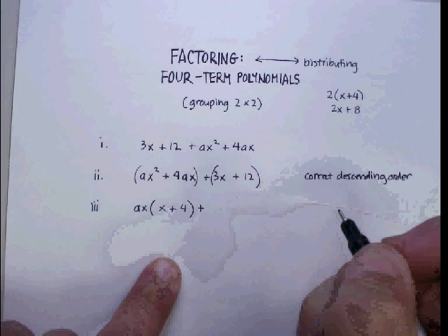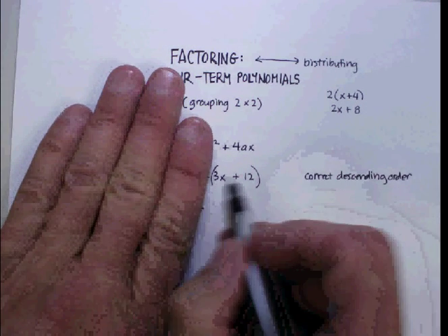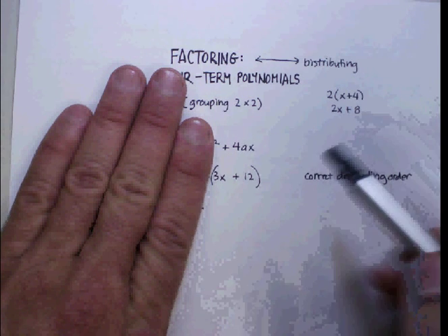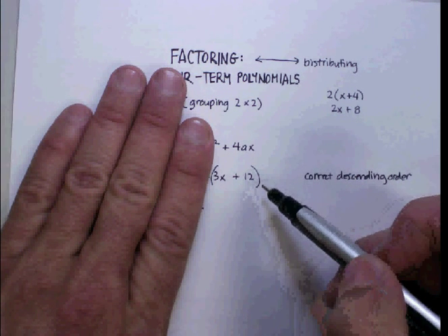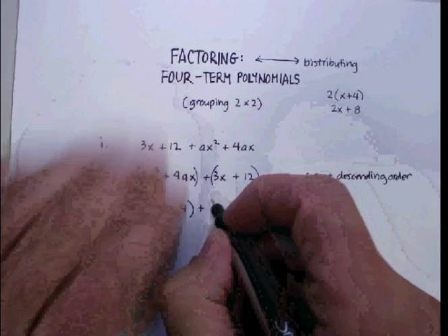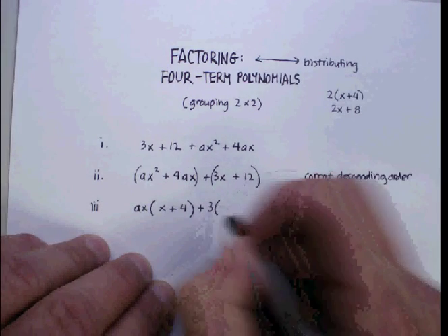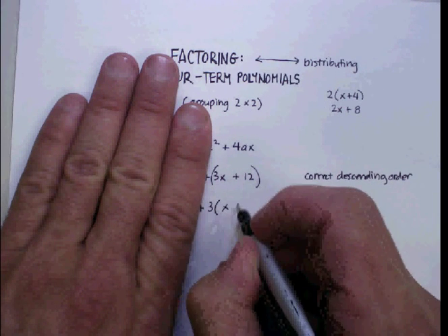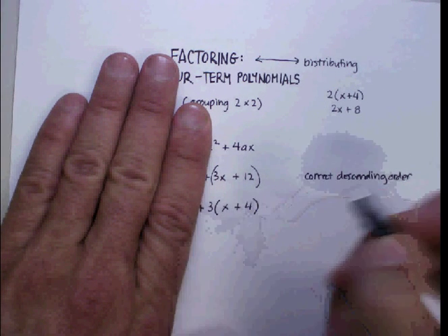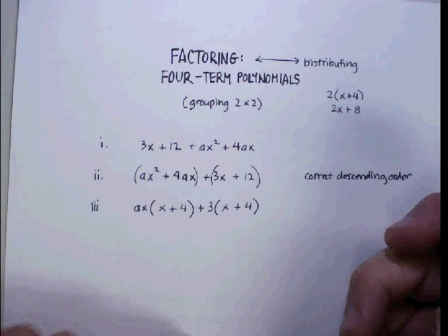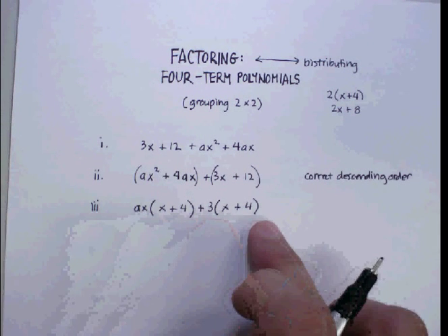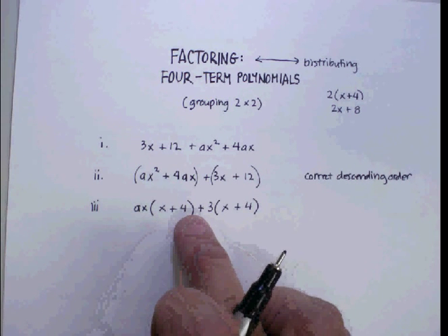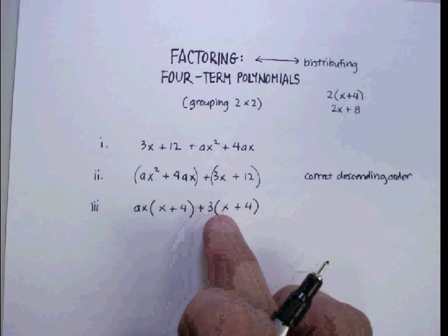Let's bring that down. And now I'm going to treat just this part, this binomial here. Now what's common to 3x plus 12? Well, the common factor is 3. So let's pull that out and rewrite what's left over. That would be x plus 4. Interesting. Now look what I have. I have ax times x plus 4 plus 3 times x plus 4.